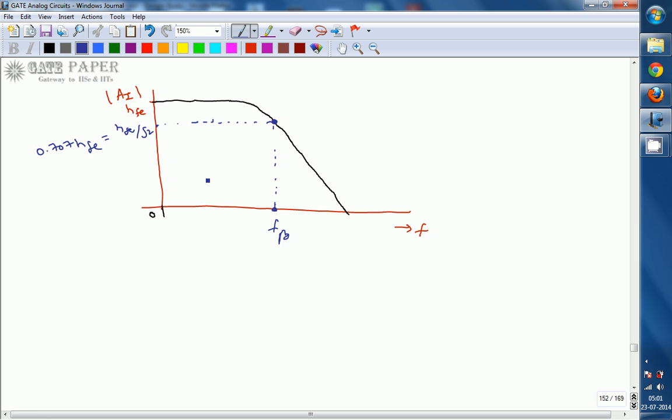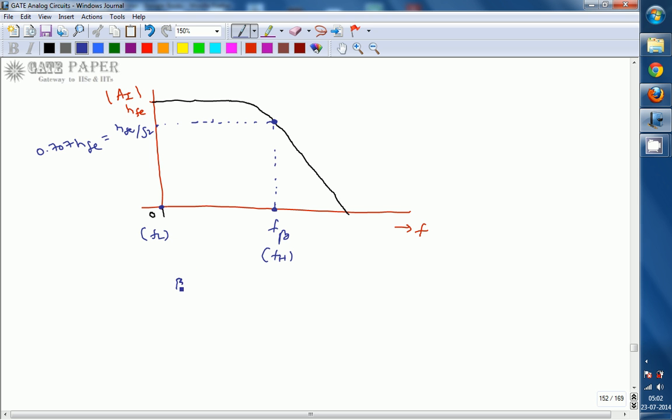So we know the definition of bandwidth. Bandwidth is the range of frequencies over which the gain provided by the circuit is greater than or equal to 70.7% of its maximum value. Now look at this. This is the range of frequencies, from 0 onwards up to f beta. So f beta is treated as the upper cutoff frequency and 0 is treated as the lower cutoff frequency.